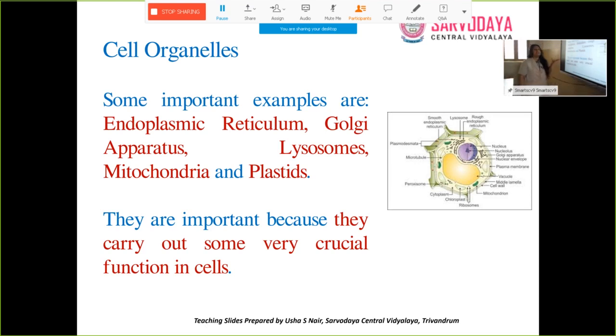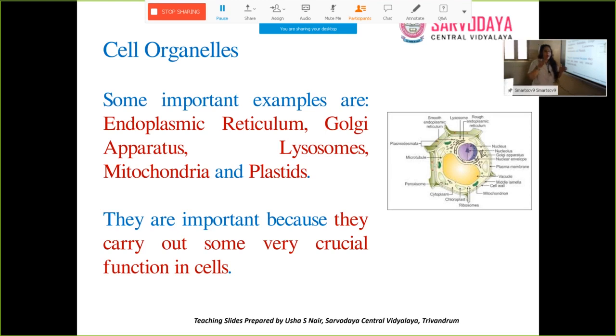And they are important. Why are these cell organelles important? Because they carry out some very crucial functions in the cell. Some play a very important role in protein synthesis. They have to function. Very important functions are done by these cell organelles. That is why I thought to give you the most important ones: the endoplasmic reticulum, the Golgi bodies or Golgi apparatus, lysosomes, the mitochondria, and plastids. Why are these cell organelles important? Because you should know that. I've just highlighted it, and a question can come: why are these cell organelles important for the cell? Because they carry out some very important functions in cells.